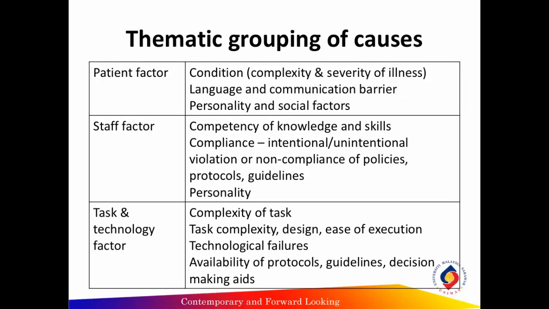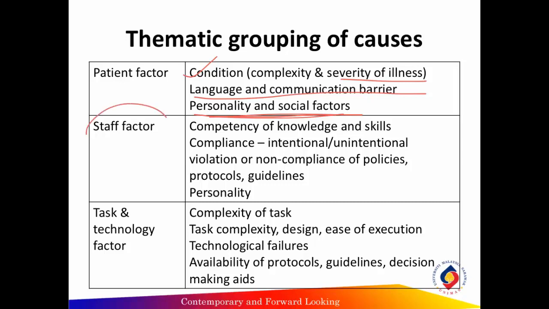For patient factors, these include the clinical condition of the patient, for example, the complexity of his or her disease process and the severity of the patient's illness, potential language and communication barrier, very important. Number 3 is the personality and the social factors of the patients that may contribute to an untoward incident.